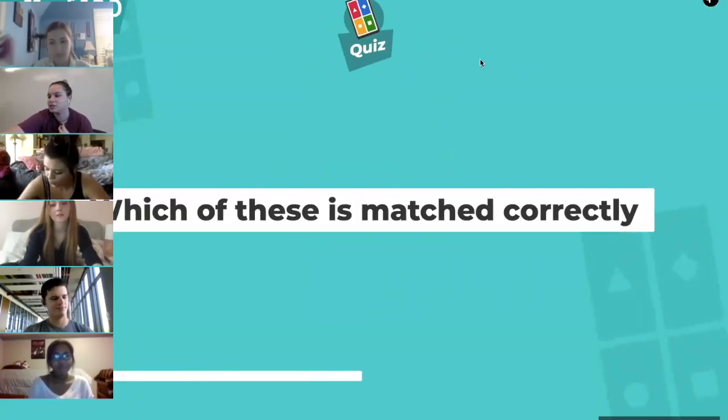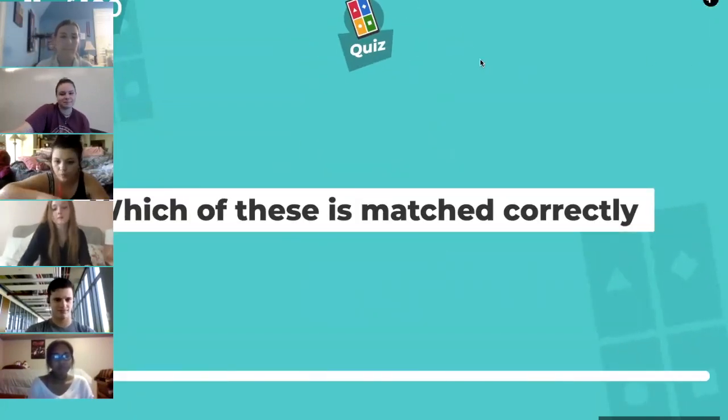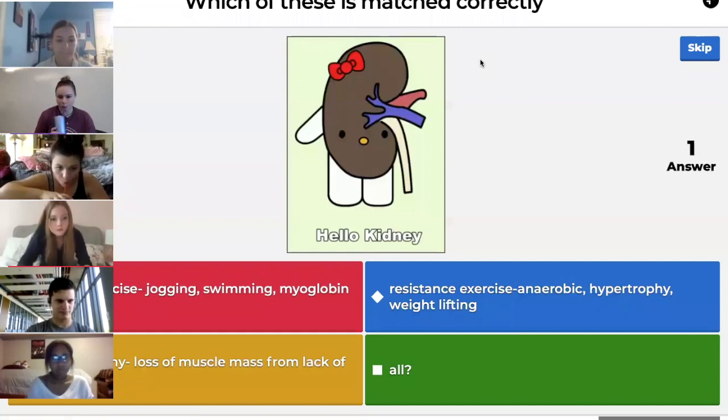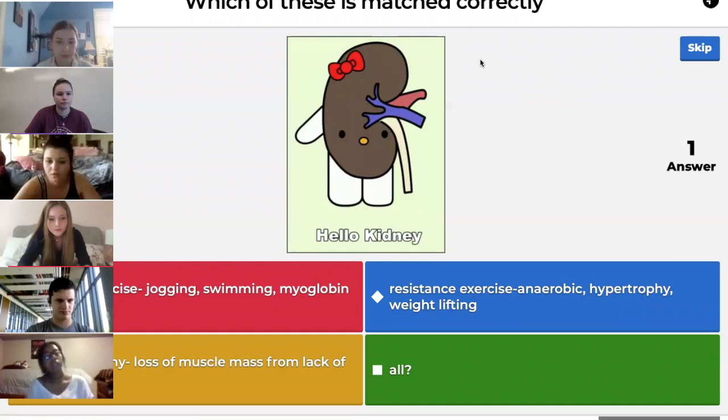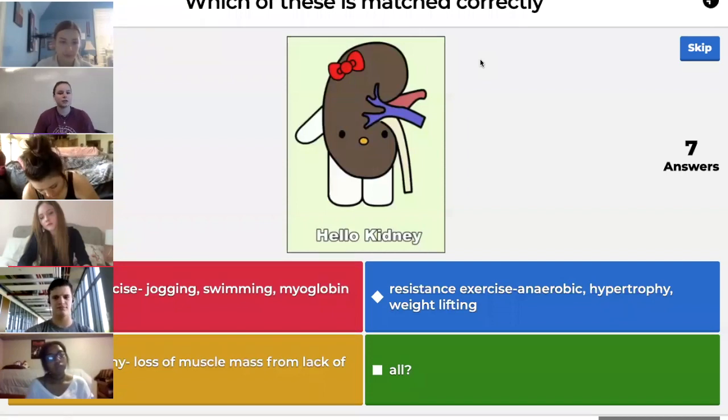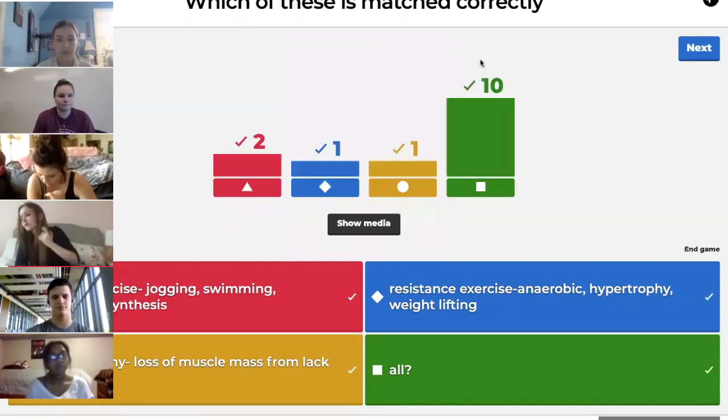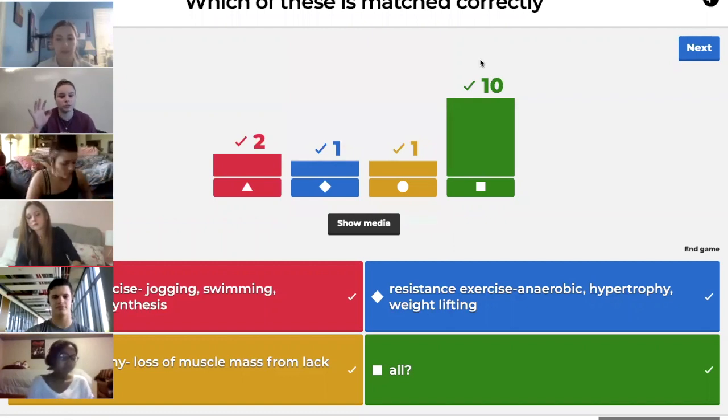Which of these is matched correctly? Okay, cool. So all of these are right.